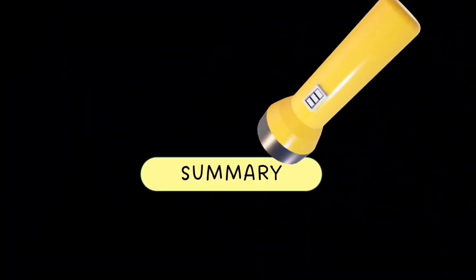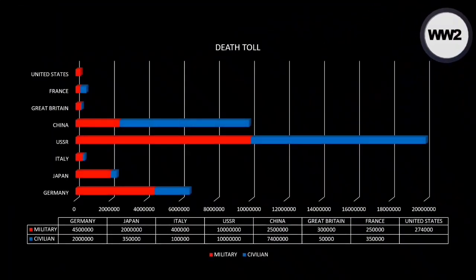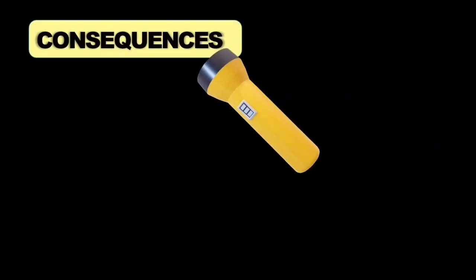A quick summary. World War II was the biggest and deadliest war in history, involving more than 30 countries. By the end, over 70 million people were killed. Here are a few of the consequences of the war.